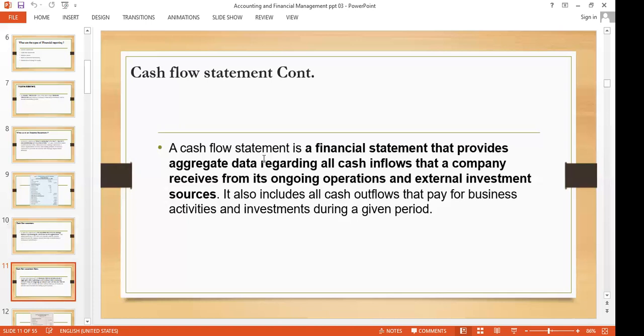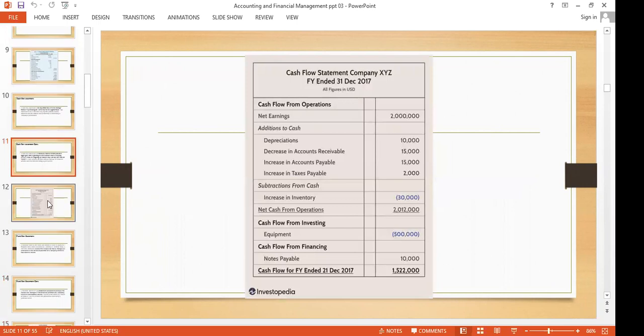The cash flow statement is a financial statement that provides aggregate data regarding all cash inflows that the company receives from its ongoing operation and external investment sources. What is the real cash balance after the year?